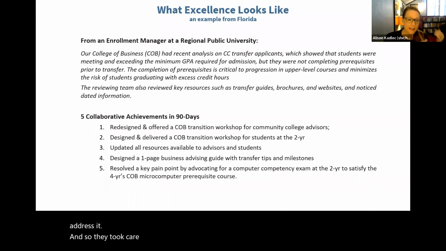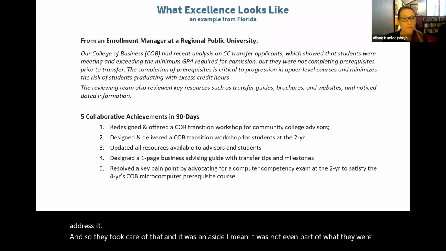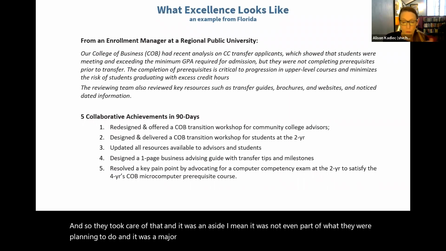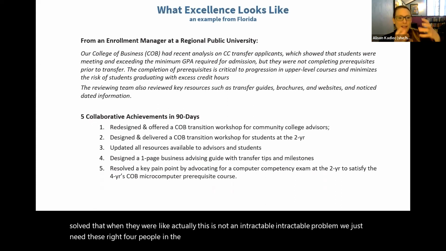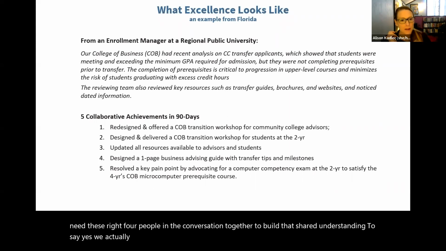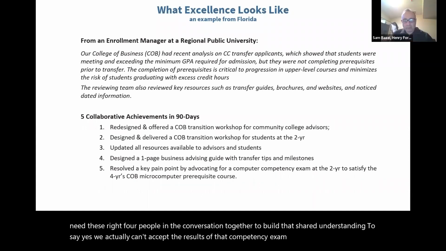And it was an aside. It was not even part of what they were planning to do. And it was a major pain point for them and for their students. And when they solved that, they were like, oh, actually, this is not an intractable problem. We just need these right four people in the conversation together to build that shared understanding to say, yes, we actually can accept the results of that competency exam as fulfilling the prereq for FIU.